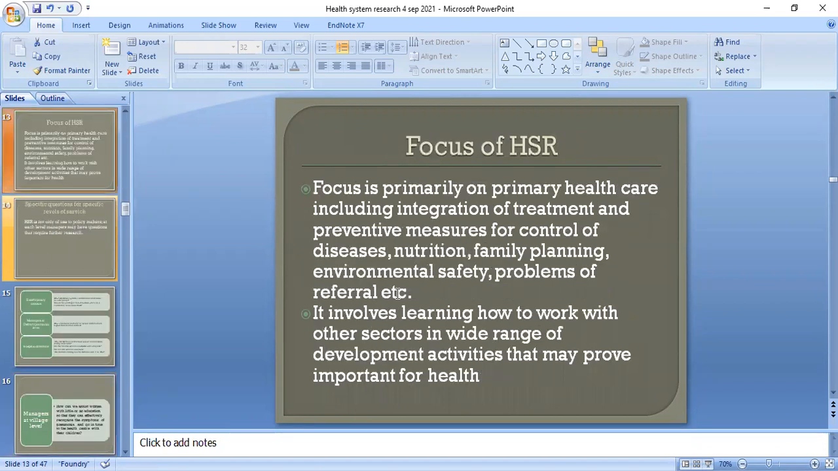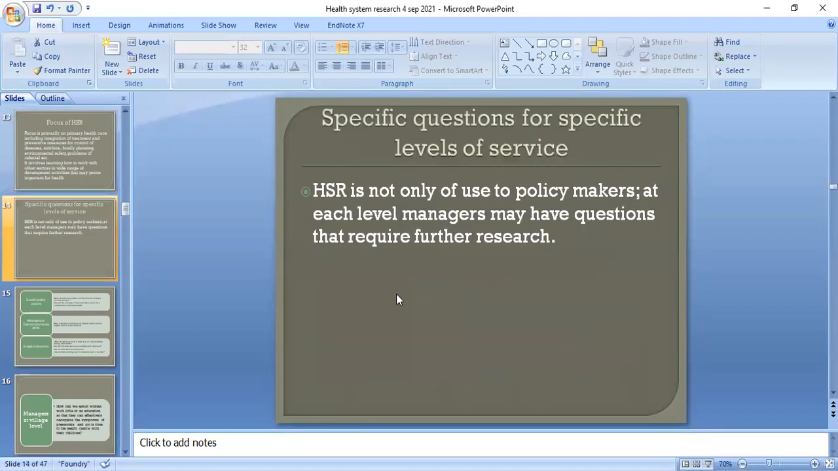Now the focus of health system research. The focus is primarily on primary health care, including integration of treatment and preventive measures for control of diseases, nutrition, family planning, environmental safety, and problems of referral. It involves learning how to work with other sectors in a wide range of development activities that may prove important for health.